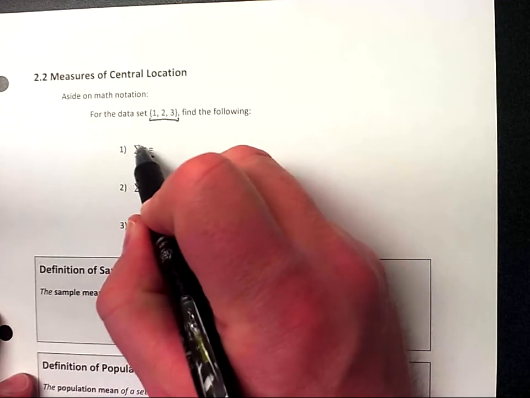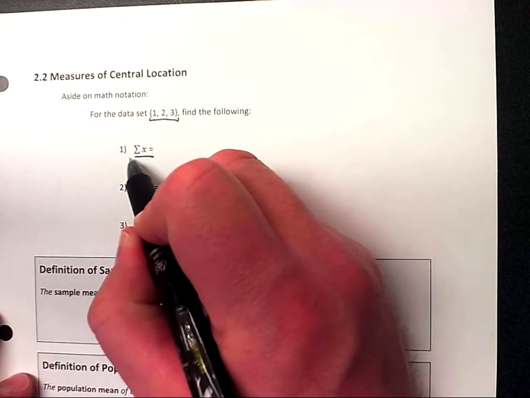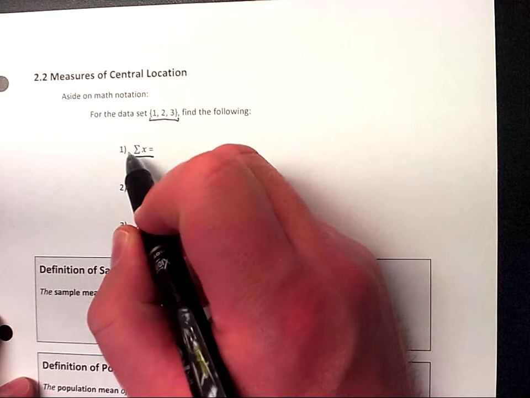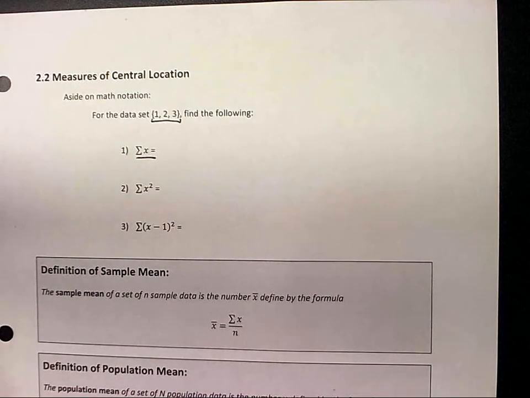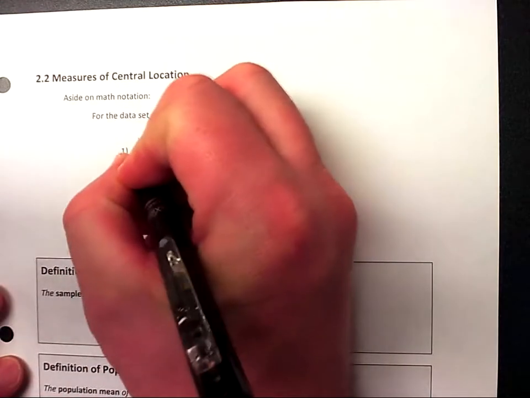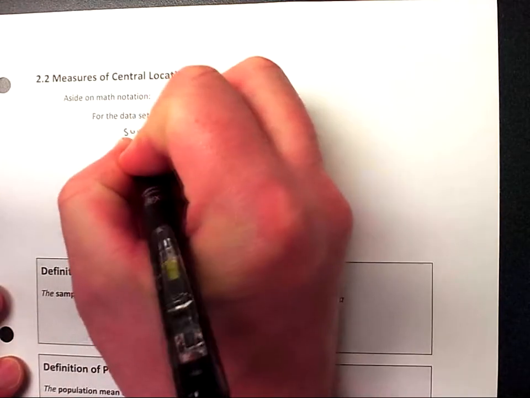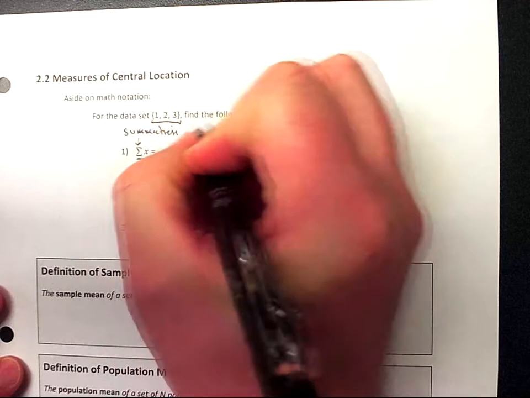Who knows what this symbol is right here? Anybody know what it is? It's sigma, right? It's an uppercase sigma. Does anybody know what that represents in math? The sum, right? It means the sum. So whenever you see the uppercase sigma letter in mathematics, it simply just means the sum, right? So this right here is known as the summation symbol.